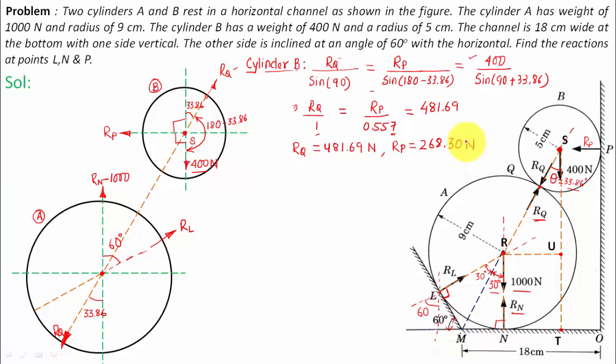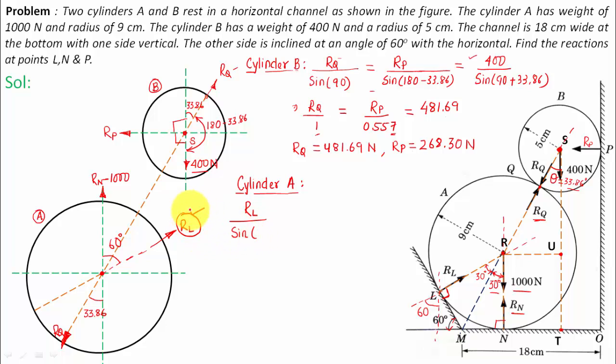268.30 newtons. Okay, fine. We'll now go ahead and try to pay tribute once again to Mr. Lami by applying his theorem for this cylinder A. All right, let's do that again. Let's write the Lami's equation for cylinder A. All right, so we have this force RL. Let me write RL over here, whole divided by sine of the angle between the remaining two forces.